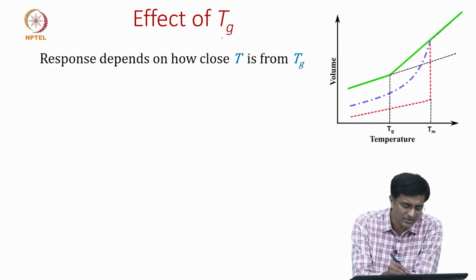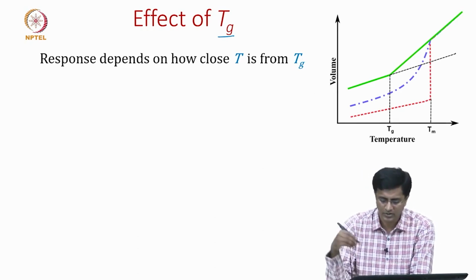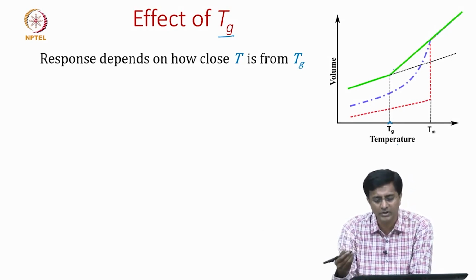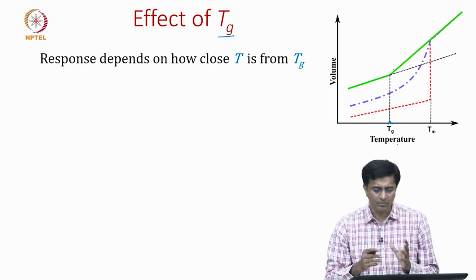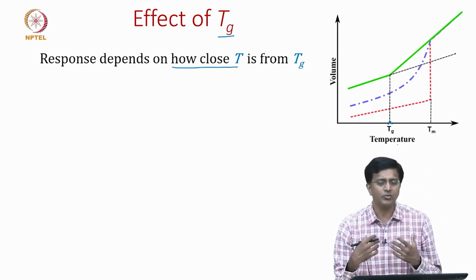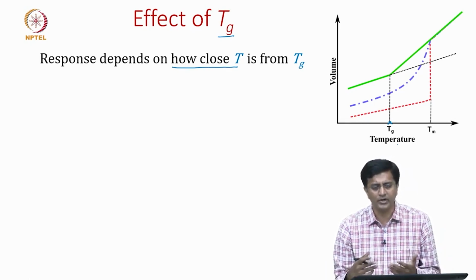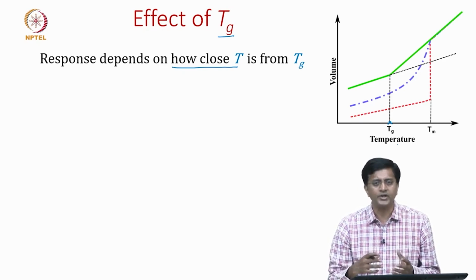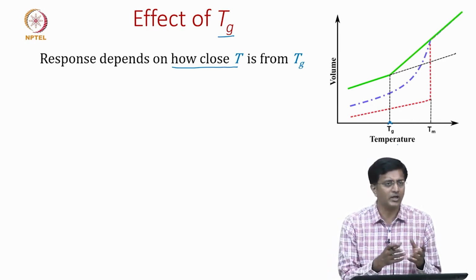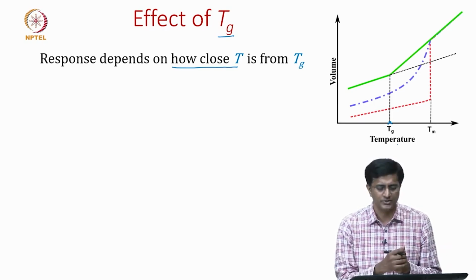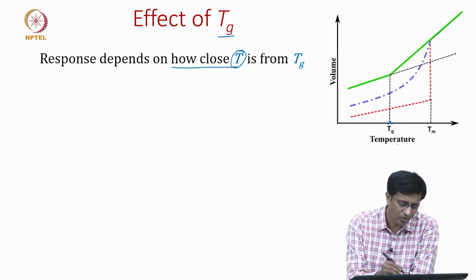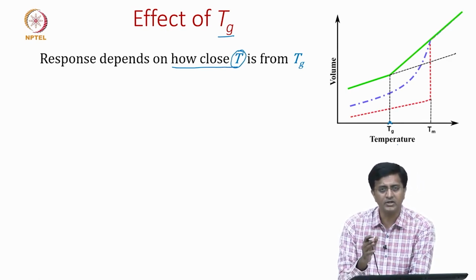So, previously we discussed the glass transition temperature using this volume versus temperature plot, and we said glass transition temperature is the temperature at which the free volume is negligible and the polymer transforms into a glassy state. But now what we are trying to say is the response depends on how close the temperature is. So, we are talking about the operating temperature, which can be room temperature, or there may be applications where the operating temperatures are high, such as components close to an engine, or cold, like an automobile working in sub-zero climates. So, the response greatly depends on how close or how far the operating temperature is from the glass transition temperature.